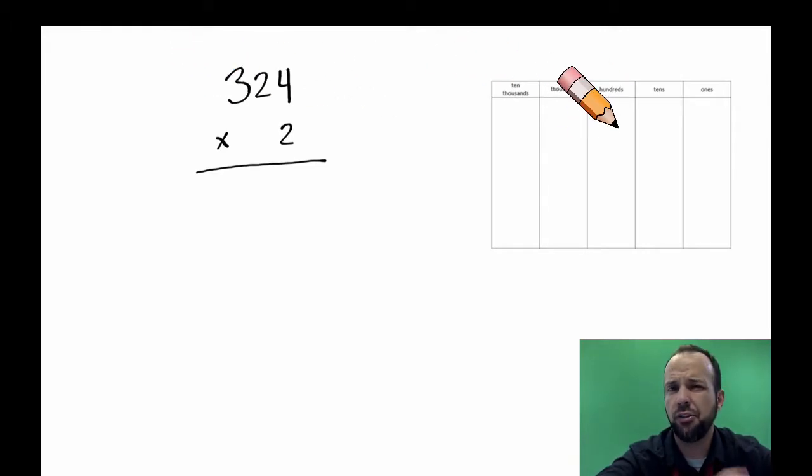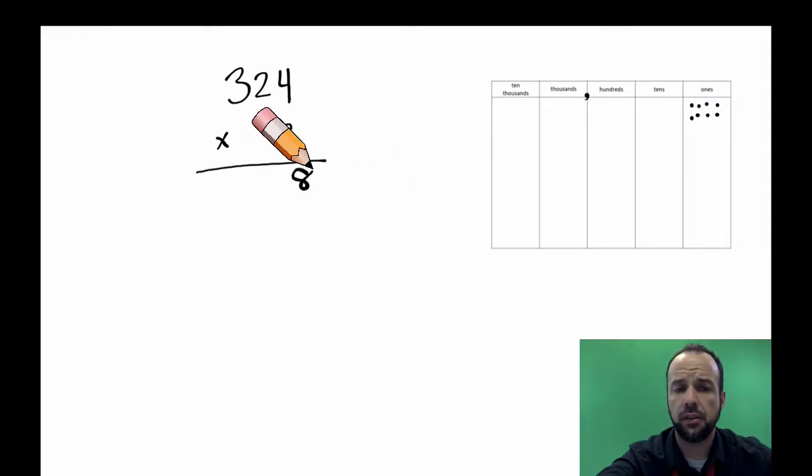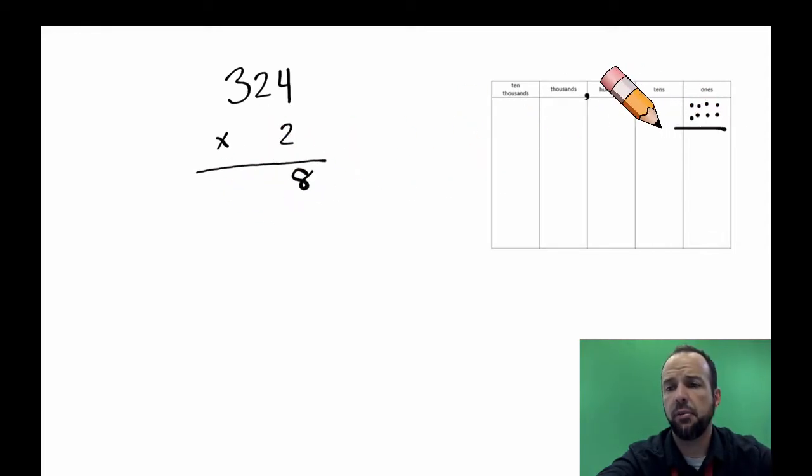I'm going to use this place value chart to help me keep things organized. If I start out and do 2 times 4, it's 4 ones, and we're doing it 2 times, so 1, 2, 3, 4. We have a total of 8. It's going to be 8 ones there. Perfect. Now we're going to go to the next row.